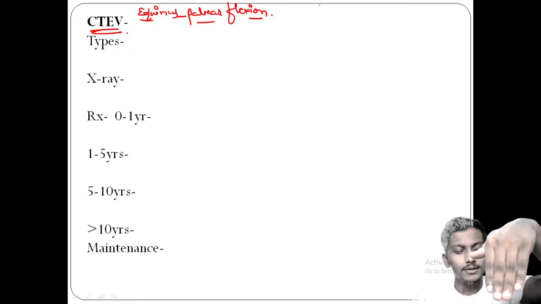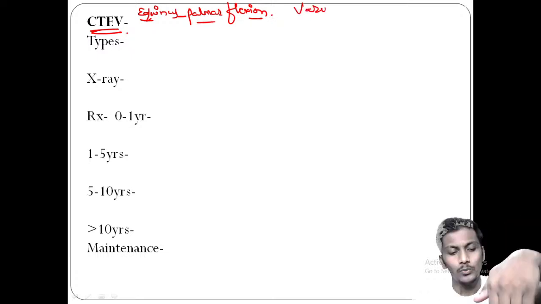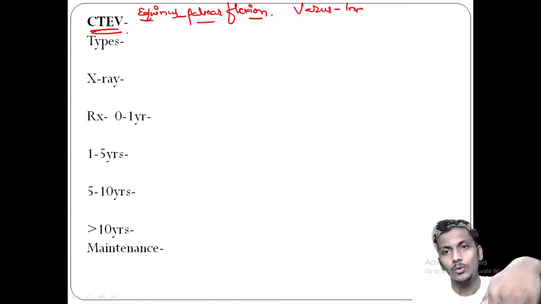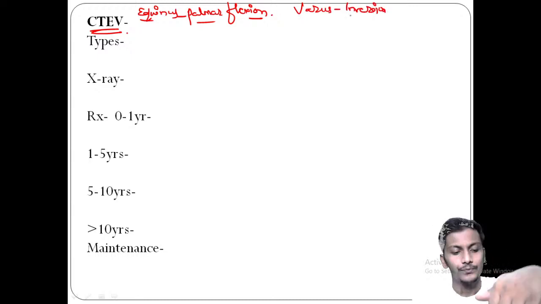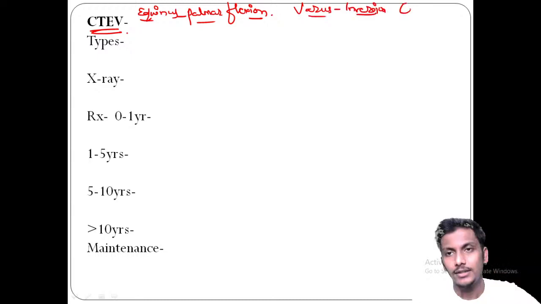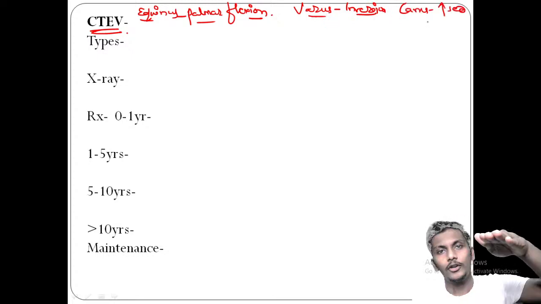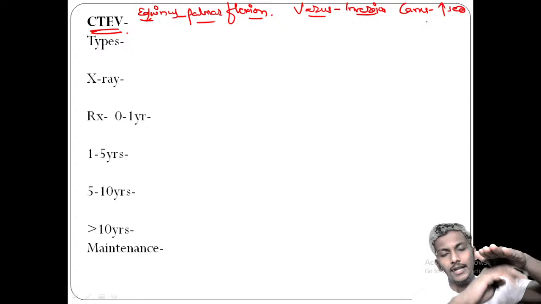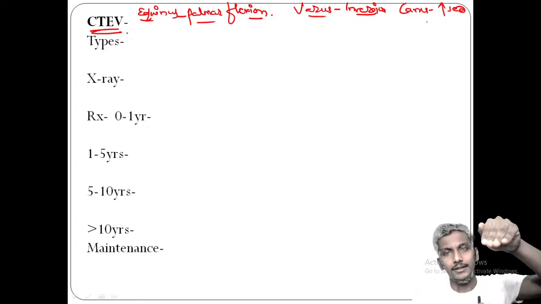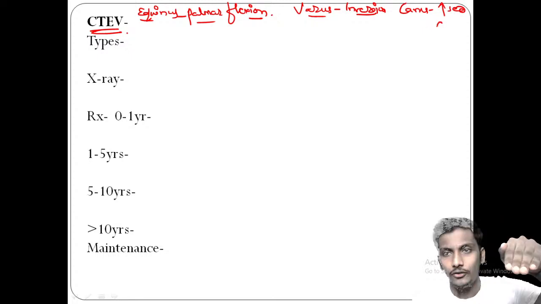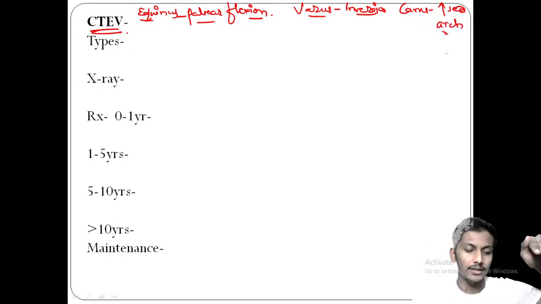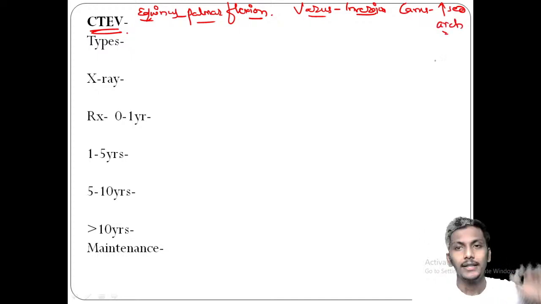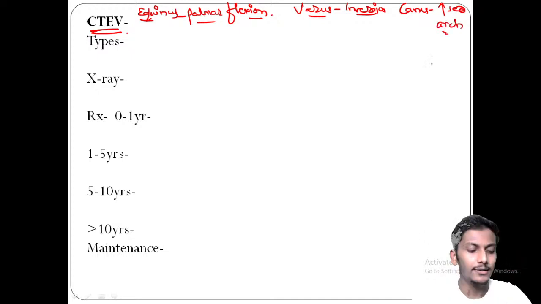Second is your varus. Varus means inversion. Okay, and next one is cavus. What do we mean by cavus? Cavus means increased arch. Okay, this is your foot. Usually it has some concavity, but if this concavity is increased, okay, there is increased arch of foot, this is known as your cavus. So these are the important ones. Cavus, varus and equinus are the deformities seen usually in cases of CTEV.